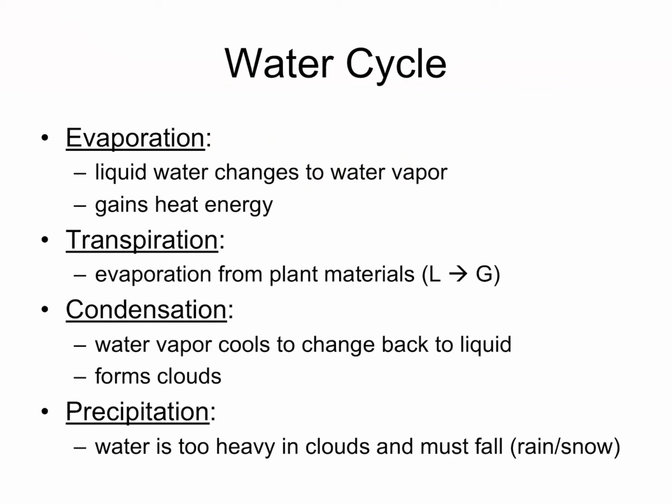So like mentioned before, evaporation is liquid to gas, okay? And this gains heat energy. When it gets warmer, it's going to take that liquid state water and turn it into water vapor. Transpiration, again, liquid to gas, but this is using plant materials. So they open up their guard cells, and then they release water into the atmosphere.